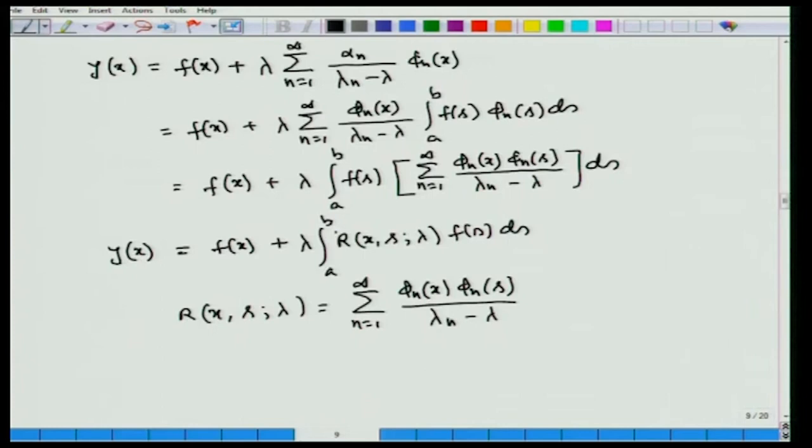So, we have eigenvalues lambda 1, lambda 2, lambda 3 and so on. If this parameter lambda involved with the Fredholm integral equation is not equal to any one of these eigenvalues, then we can find the solution by this method. And therefore, we can find the solution as y x equal to f x plus lambda integral a to b r x s lambda f s d s, where r x s lambda is the resolvent kernel, and with the help of these orthonormal eigenfunctions, we can find this resolvent kernel given by the last formula.